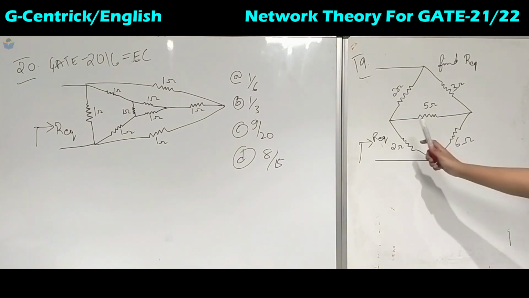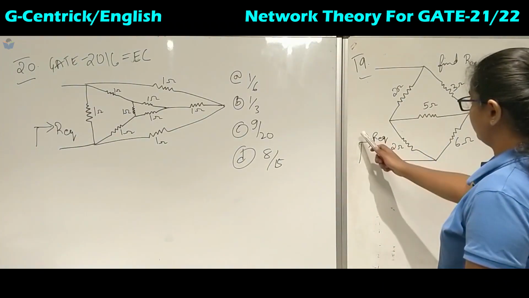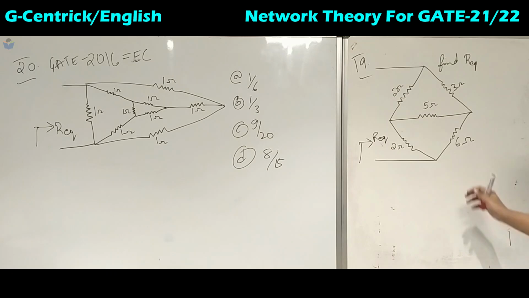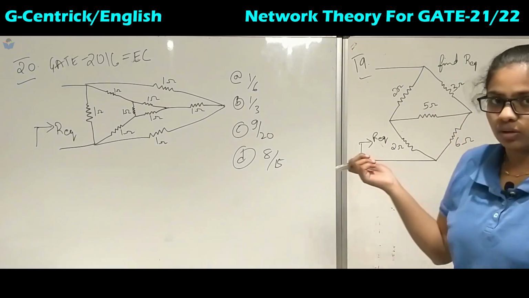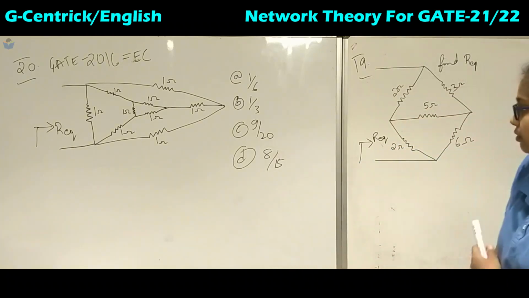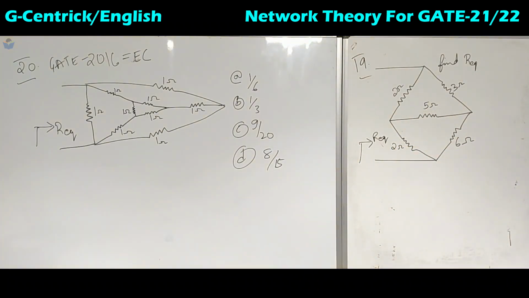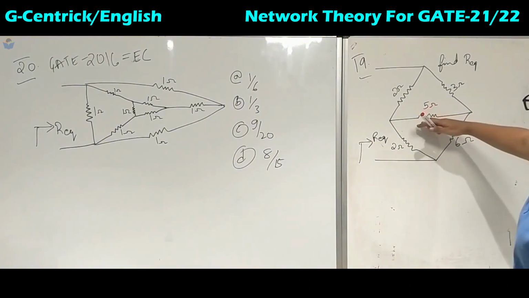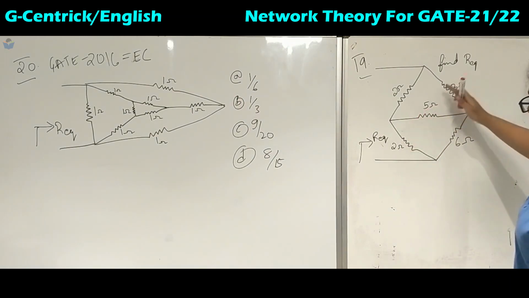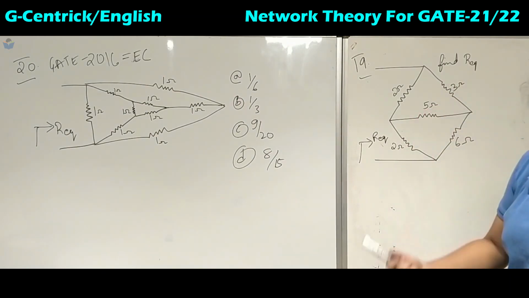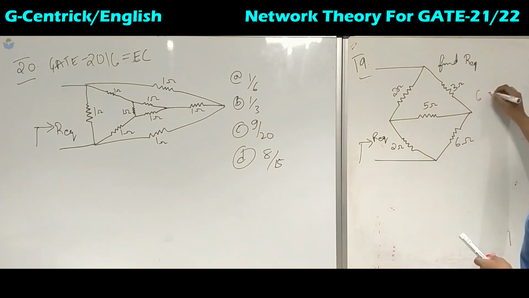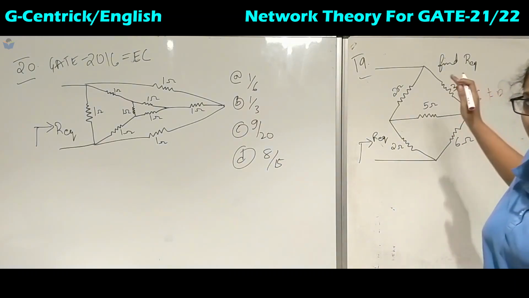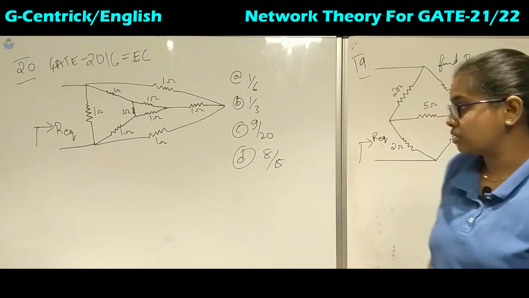So in this case they have asked to find the R equivalent between these two points. Now there are 5 resistors, 1, 2, 3, 4, 5, and we have to check whether it is the Wheatstone bridge concept or not. So what is the condition to check if it is a Wheatstone bridge? The products of the opposite arms of the diagonal must be equal. If you see here, 2 into 3 is 6, 6 into 2 is 12. So they are not equal, hence we cannot apply the Wheatstone bridge concept.